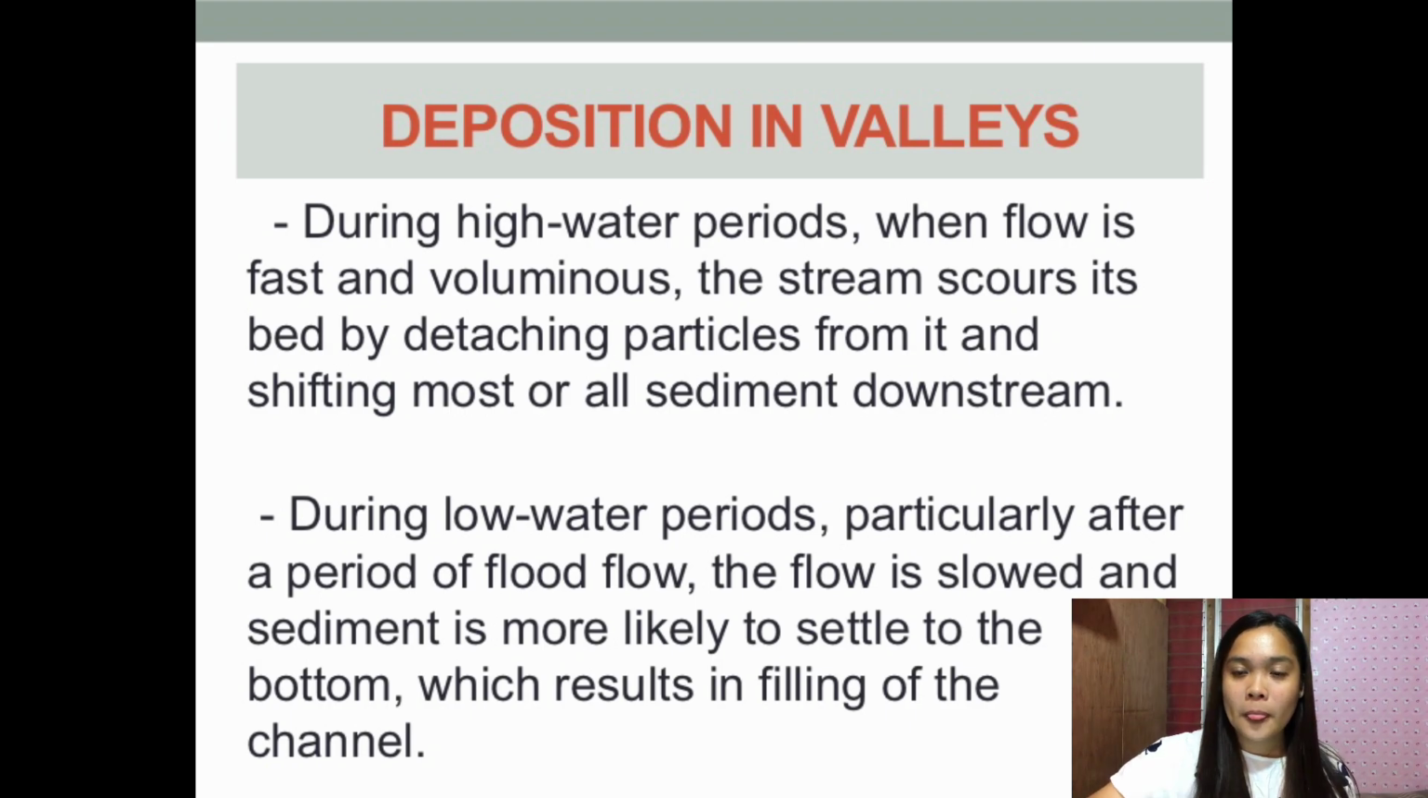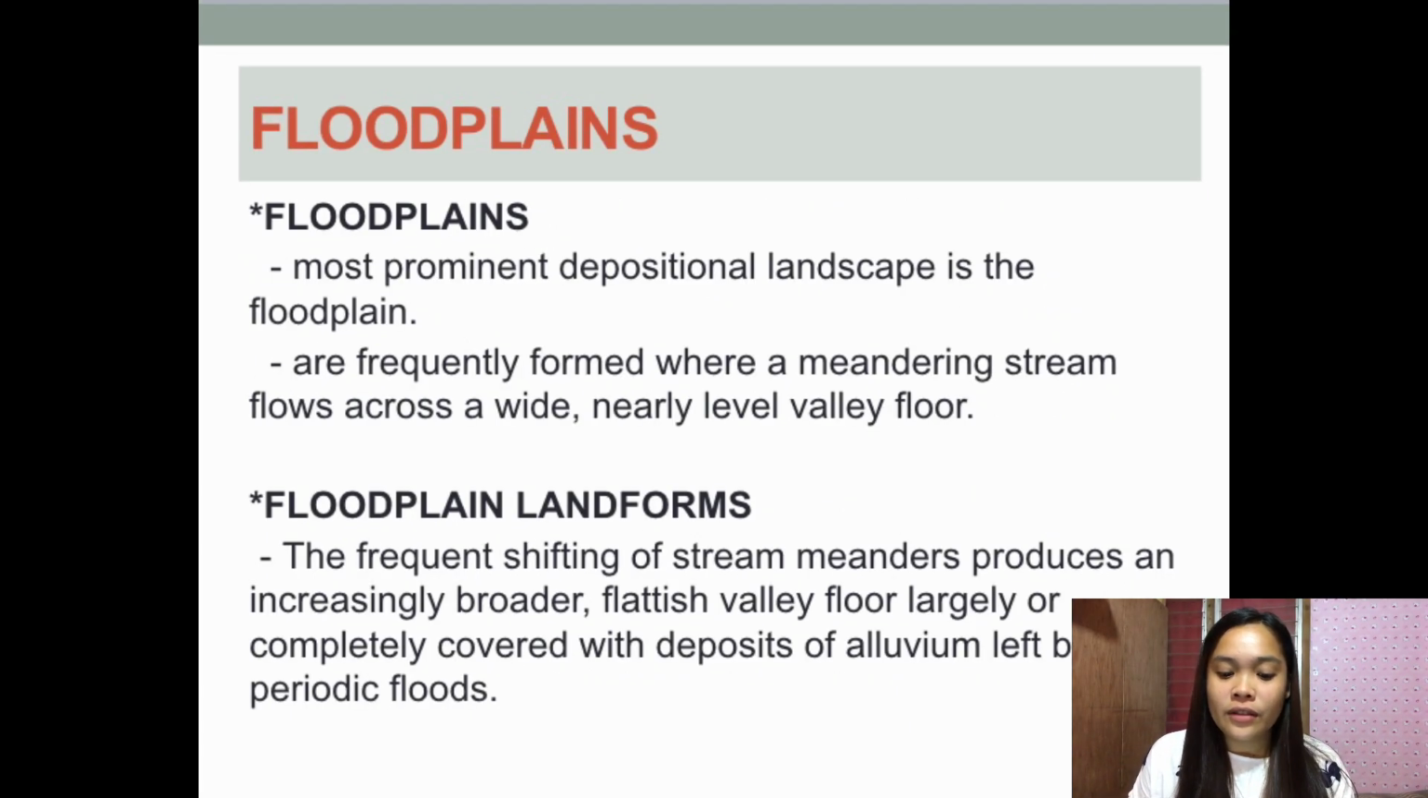Floodplains. Floodplains are the most important assemblage of fluvial landforms. It is the most prominent depositional landscape. It is a low-lying, nearly flat alluvial valley floor that is periodically inundated with flood water. Floodplains are frequently formed where a meandering stream flows across a wide, nearly level valley floor.